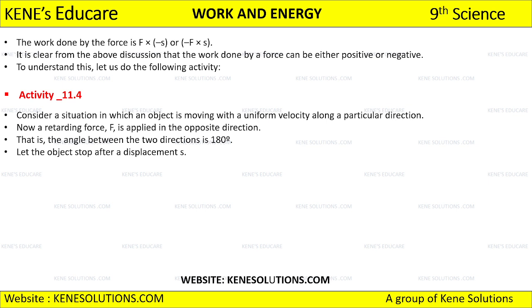So now see, we have this activity 11.4 to discuss. What we have over here is, consider a situation in which an object is moving with a uniform velocity along a particular direction. What is happening? An object is moving with a uniform velocity along a particular direction.